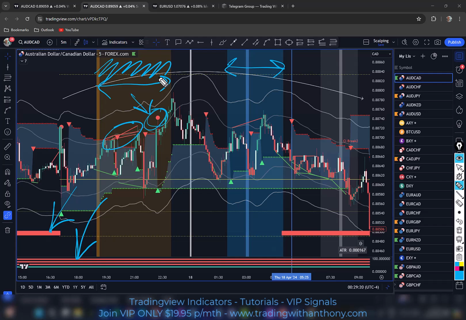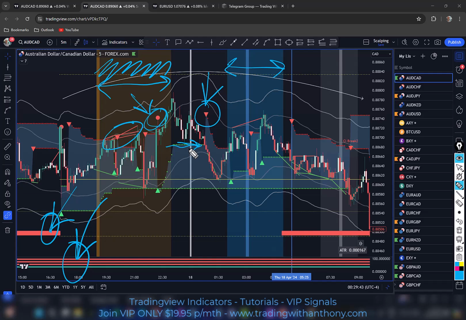Given that our higher time frame is bearish, then we're going to be looking for the opportunity to trade. Okay, so we get this first break. This is a change in the character of the trend. This is not a break of market structure as such.